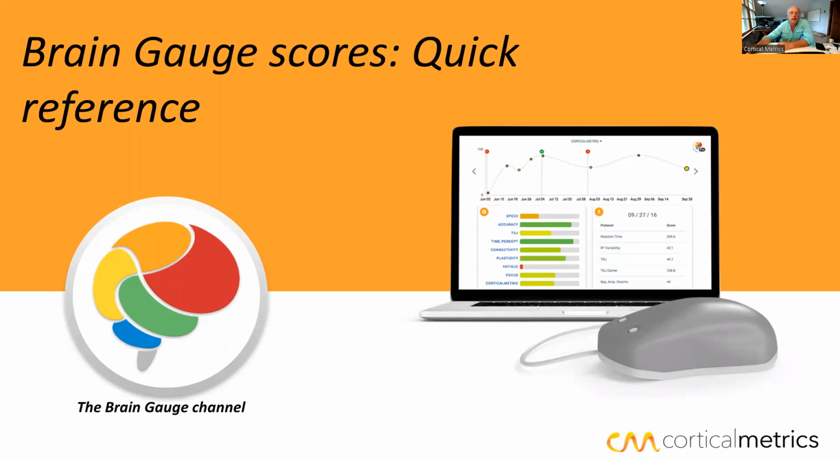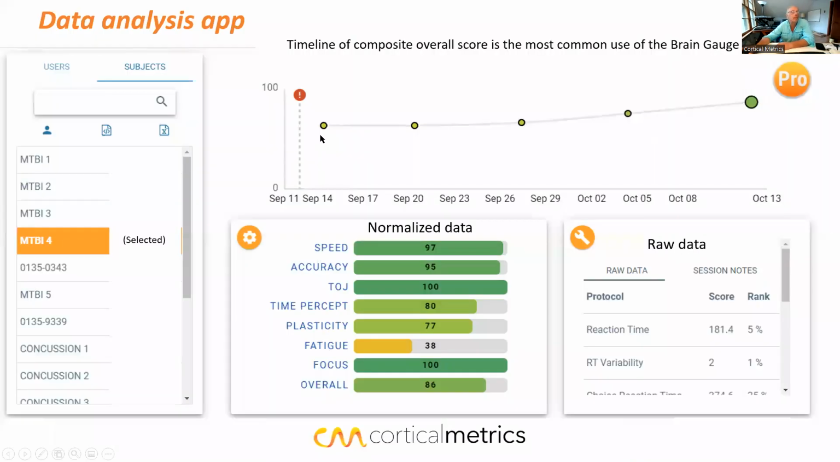We're just going to do a quick reference guide to the Brain Gauge scores right now. When you pull up your data analysis app, you might see something like this. You've selected a user, and you see their timeline over the course of, in this case, a month, and the different time points that were collected. This is made up of the overall composite score. That's what you see right down here. Now, these overall composite scores are generated from these other scores, so I'm just going to go through real quick what these other scores are.